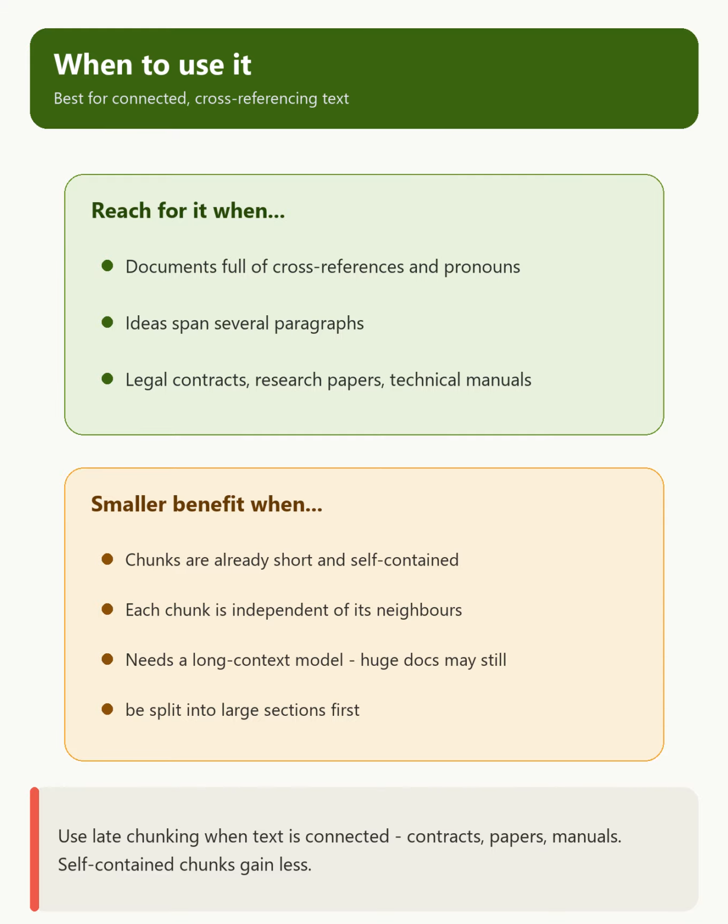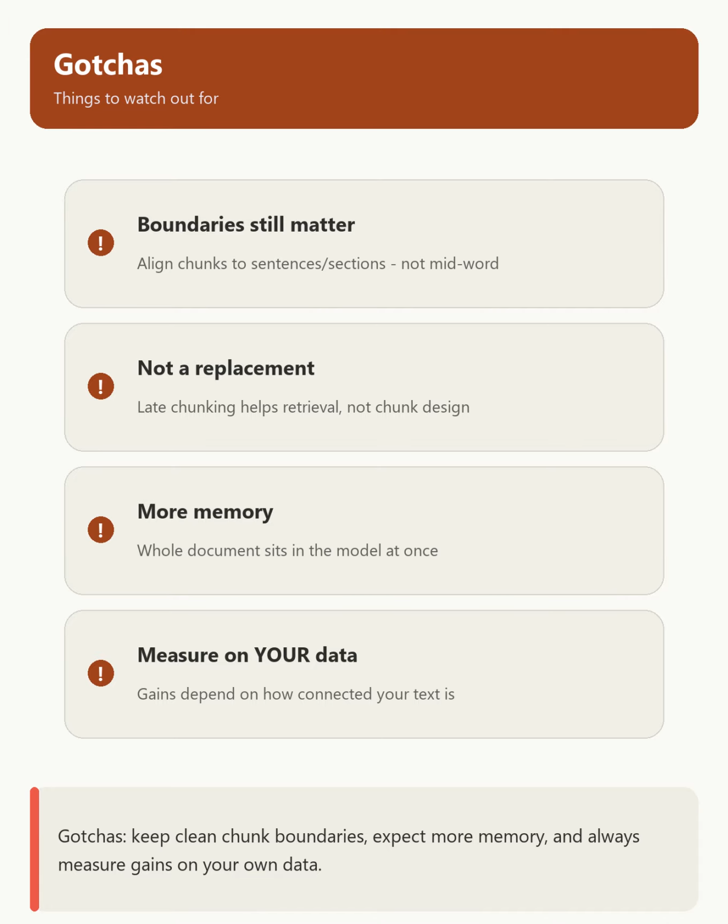When should you use it? Reach for late chunking when your documents have lots of cross-references, pronouns, and ideas that span several paragraphs, like legal contracts, research papers, or technical manuals. If your chunks are already self-contained, short and independent, the benefit is smaller. And remember, it requires a long context model, so extremely huge documents may still need to be split into large sections first. A few gotchas to keep in mind.